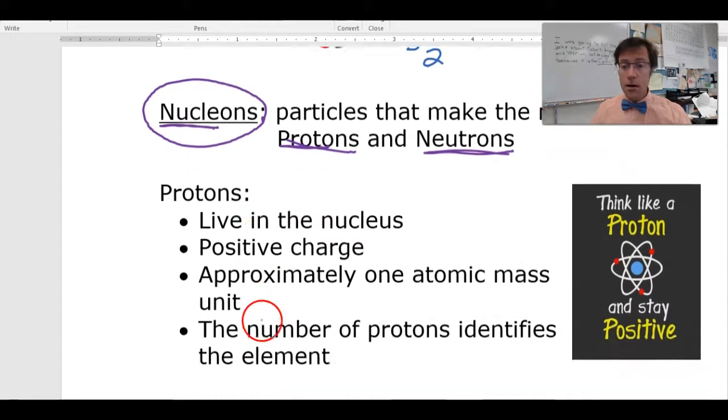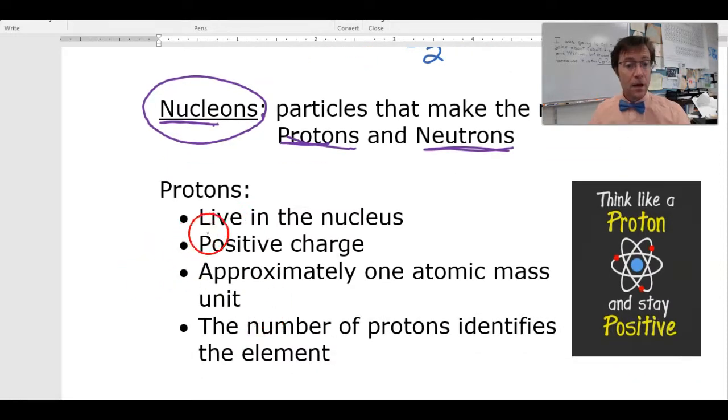The first one, protons. Protons are positive. They live in the nucleus, right? Because they are a nucleon. They live in the nucleus. It has a positive charge. And we have a whole new unit of mass because these things are so small. We use its own weight system, and we call that separate weight system the atomic mass unit. The atomic mass unit. And it's just like any other weight system, right?